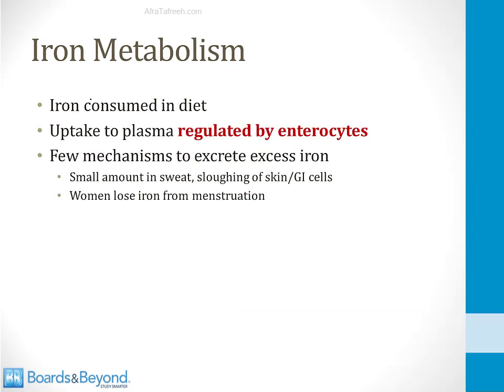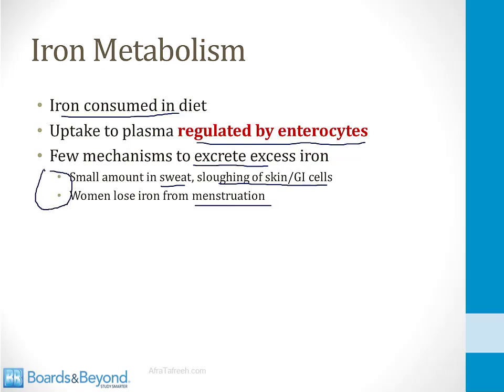There really isn't any major metabolism of iron in the human body. We consume iron in our diet, and the uptake to plasma is regulated by enterocytes, but once the iron gets into our body, there are few mechanisms for excretion. We can get rid of a small amount of iron in sweat and the sloughing of skin and GI cells, and women lose some iron each month when they menstruate, but other than these two minor mechanisms, there is no major pathway by which the body can excrete excess iron.